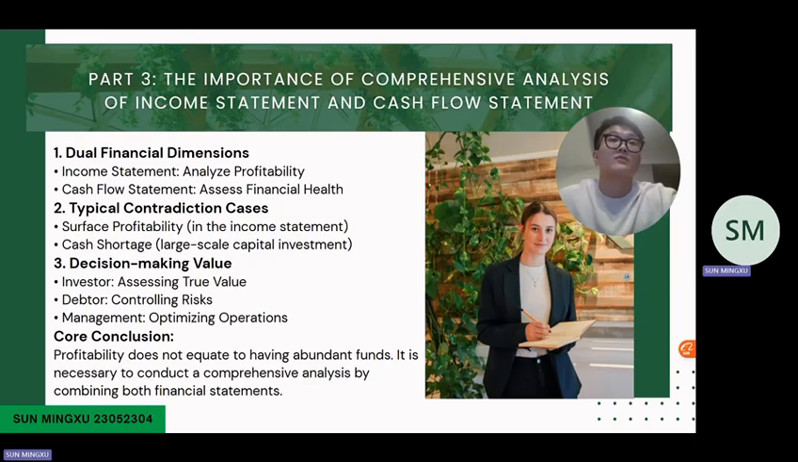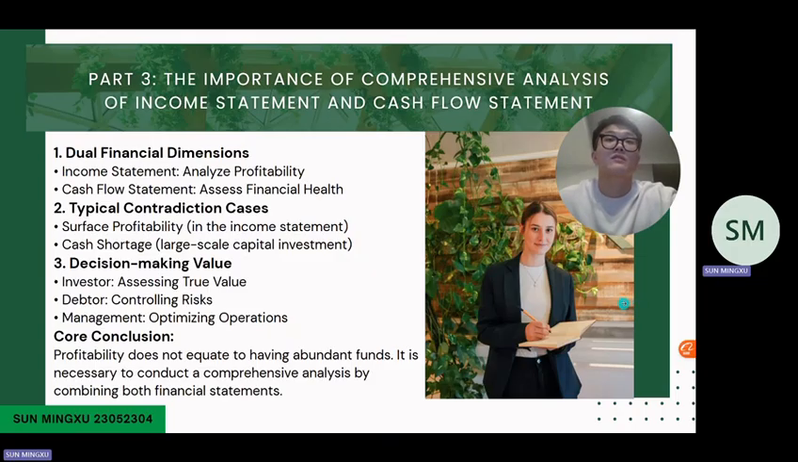For stakeholders, investors need both profit and cash flow to assess viability. Creditors examine cash flow for repayment capability. Management identifies operational issues when profits and cash flows diverge, enabling corrective action. Key insights: accounting profits and cash positions often differ due to timing factors like capital expenditures or credit terms. The income statement indicates earning power while the cash flow statement confirms financial viability.